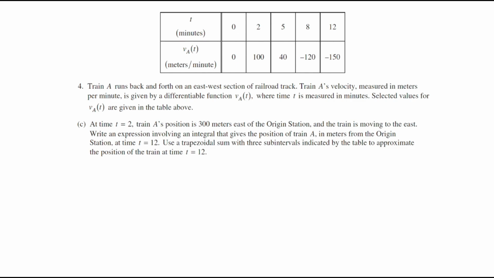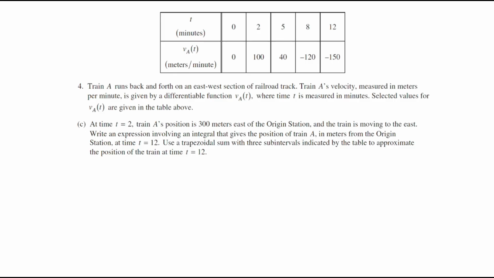For part C, it says at t equals 2, the train's position is 300 meters east of origin station, and it's moving to the east. We want to write an expression involving an integral that gives the position of the train in meters from the origin at t equals 12. Then we're going to approximate that with a trapezoidal sum. So first we need the position.